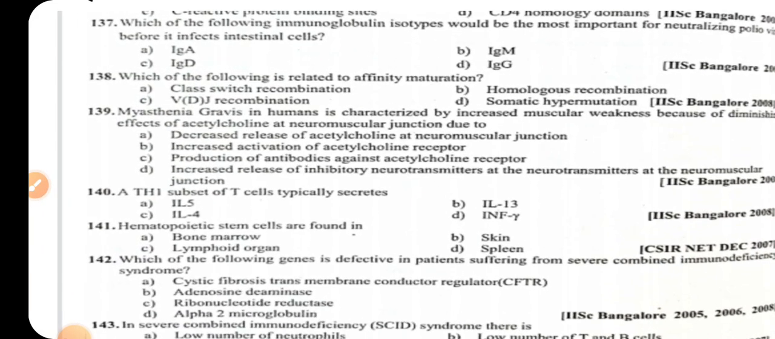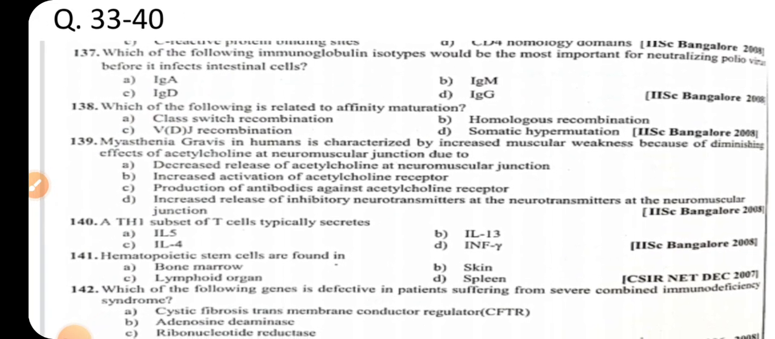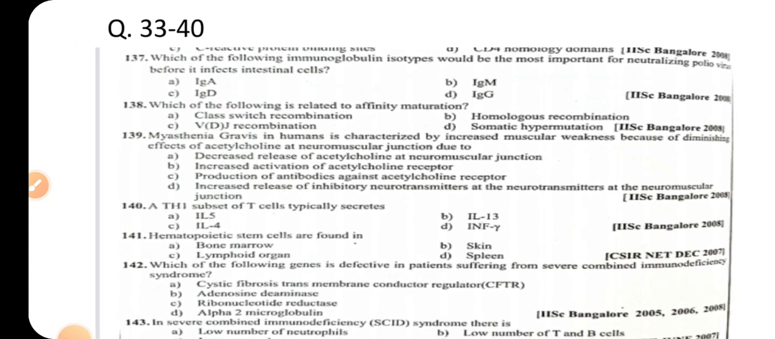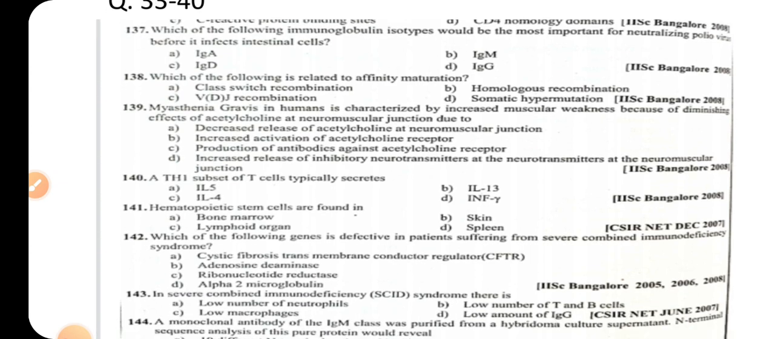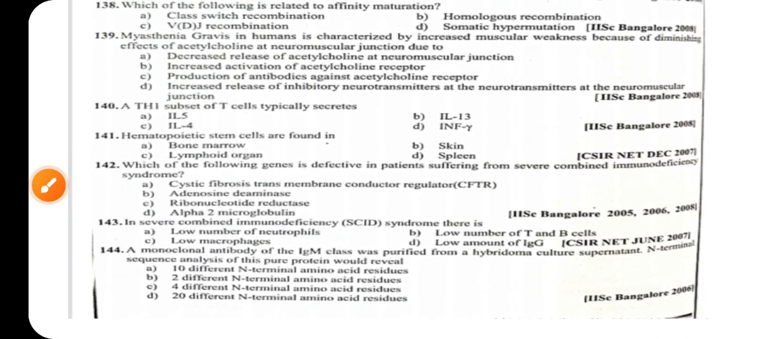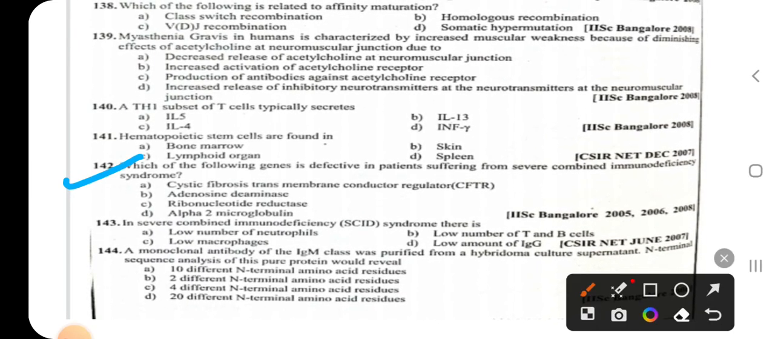So 33, this question will become 33. First of all, which of the following immunoglobulin isotypes will be most important for neutralizing poliovirus before it infects insects? Backside you saw the question. Which of the following is related to affinity maturation? Again, myasthenia gravis, you saw the question backside. So from 142 we have to read, that is, which of the following genes is defective in patients suffering from SCID, severe combined immunodeficiency syndrome?